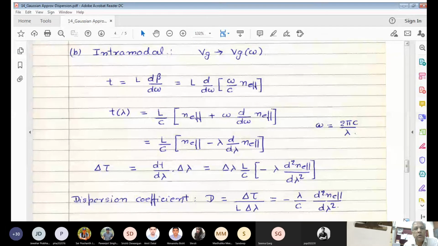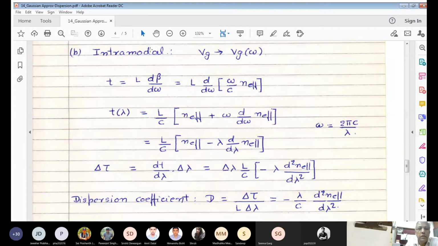So each mode also, even if your pulse is propagating through a single mode, it will get broadened because its group velocity is a function of omega. So different wavelengths associated with the pulse propagate with different group velocities, and so they reach at different times and your pulse gets broadened. So let us have an estimate of this intermodal dispersion, what is the rough estimate of this dispersion, right?